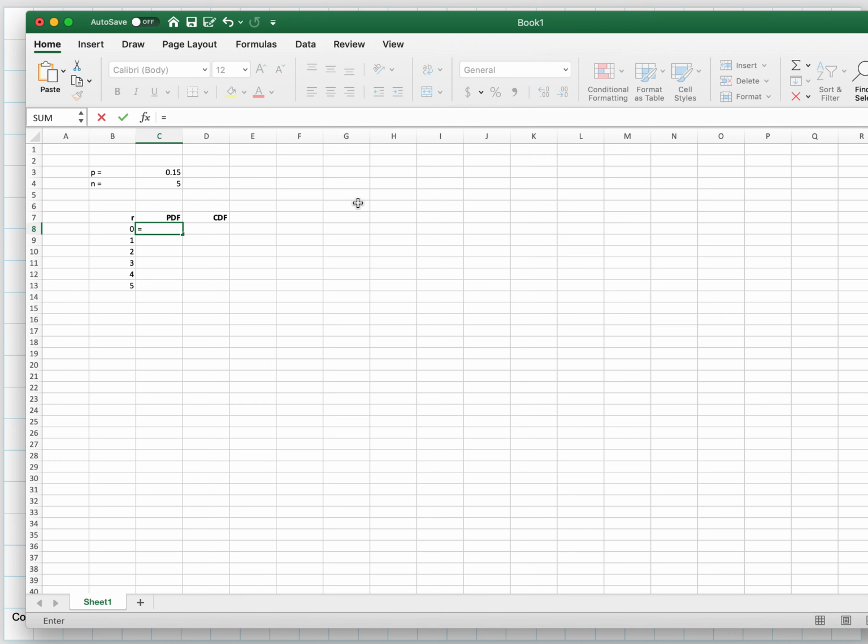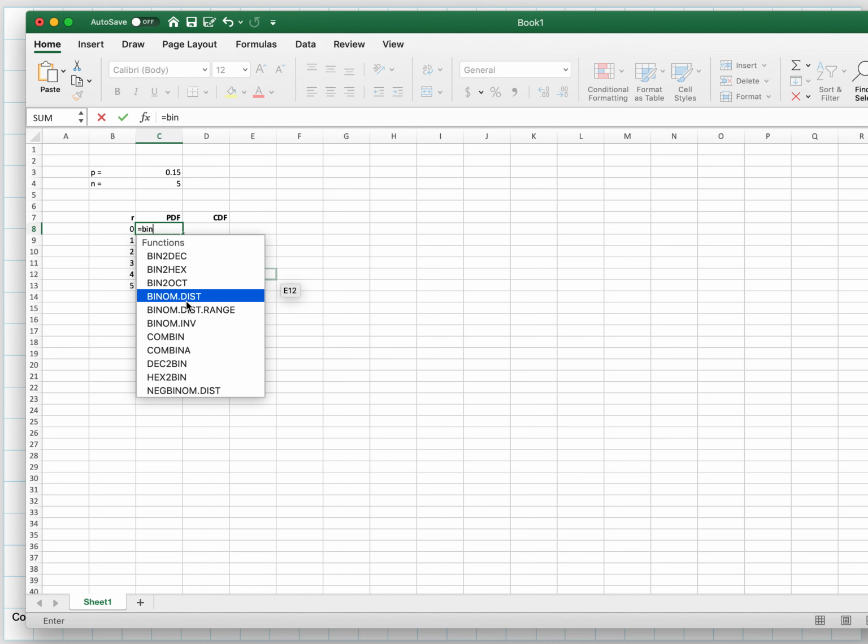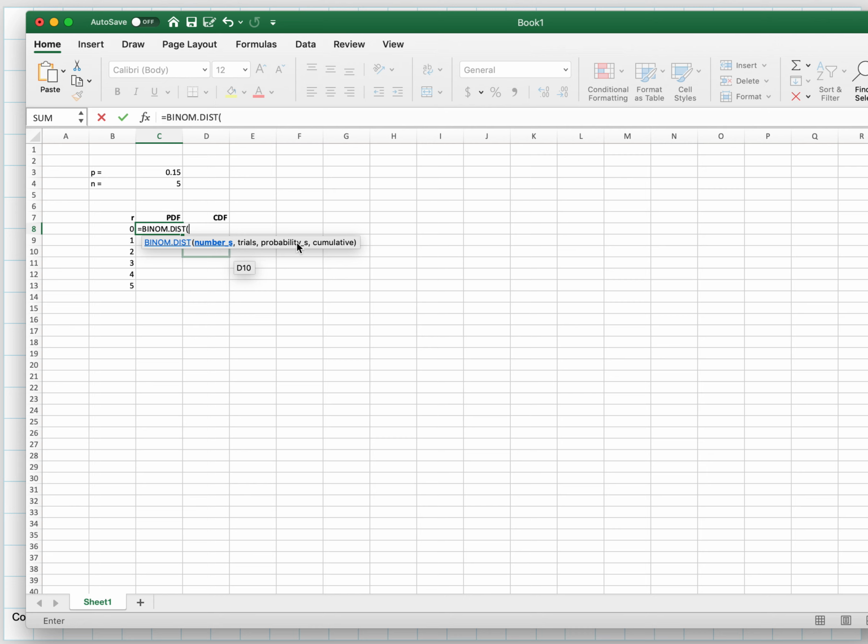And if I want to do this, I say it equals binom.dist. It takes numbers, trials, probability, 0 for PDF, 1 for CDF. So here I want to put the number, which is B8, which is 0. And then the trials is here. Then I put a comma, and then I put the probability of success of finding a defective. And then I want to put 0 for the PDF, and there's my answer. I'm going to want to put dollar signs before the C for the N value, and for the P value, I'm going to put dollar signs there. That locks in that cell.